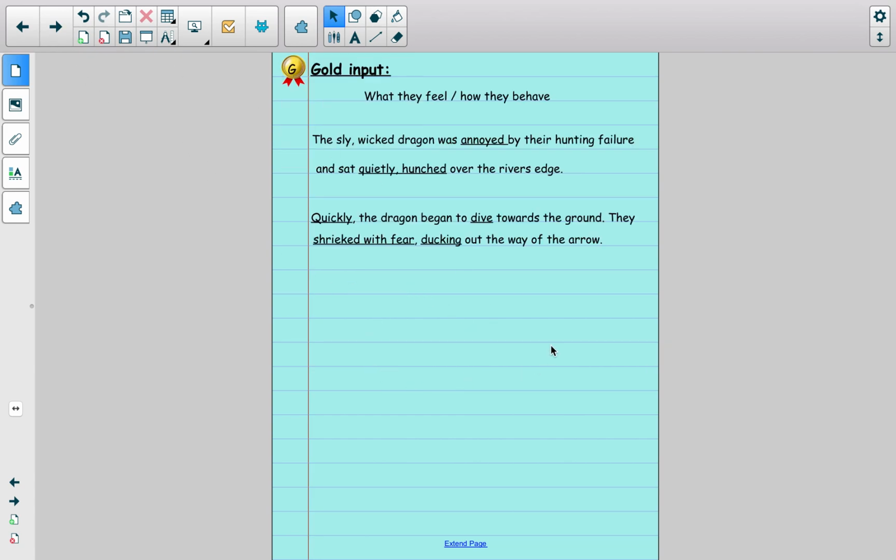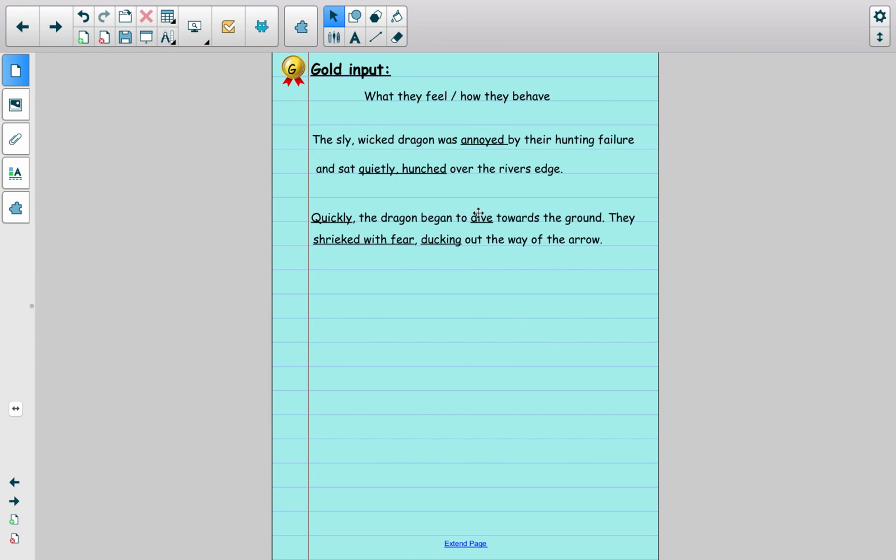So let's have a look at our Gold input today for character descriptions. Today for the Gold badge, you'll need to describe how the character feels and how they behave. For example, you can see here that underlined words have been added to help describe to the reader how the dragon behaves and feels. A range of adverbs, verbs and adjectives have been used to do this. Pause the video and consider the adjectives and verbs which have been used to help describe how the dragon behaves and feels.